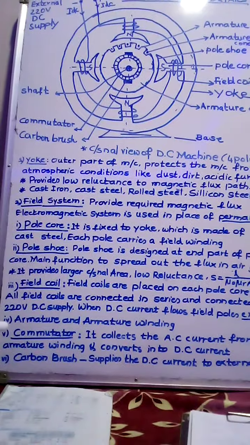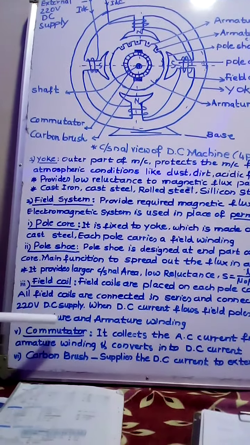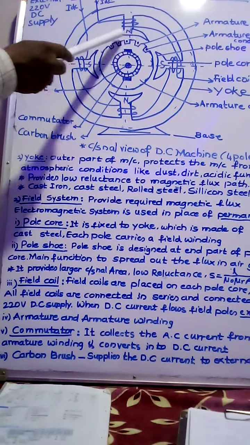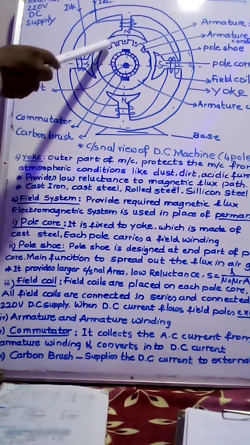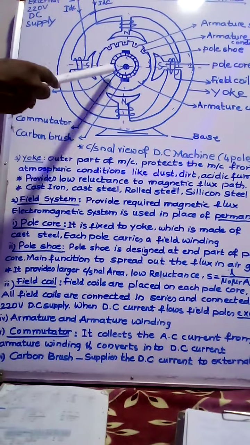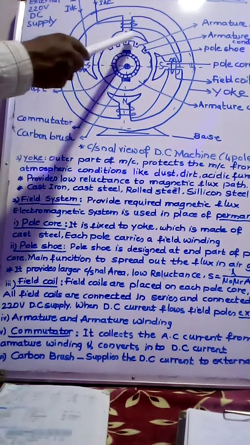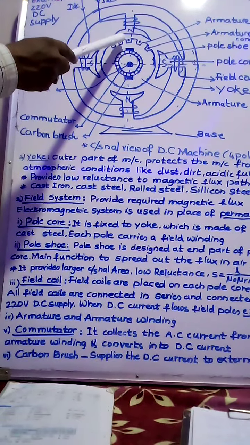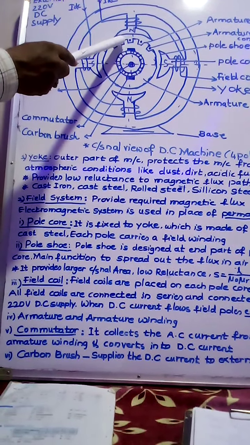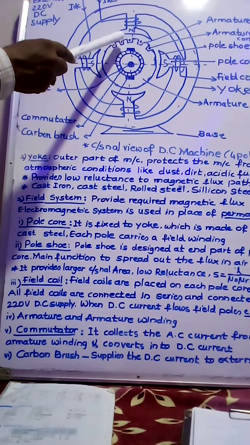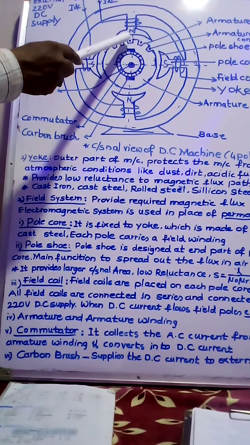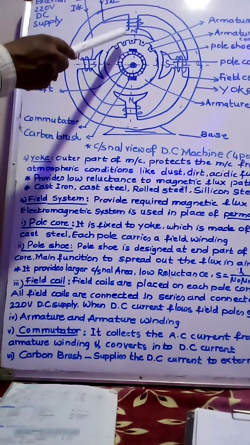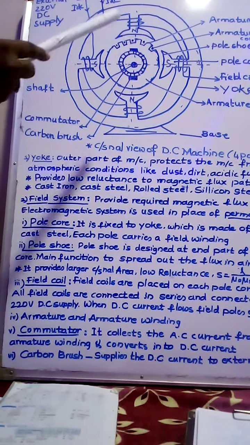The next part is the commutator. First, the rotating part is called the armature. On the armature's outer periphery, slots are fixed. These slots are known as armature slots. Each armature slot houses an armature conductor or armature winding. The current that flows through it is known as the armature current.